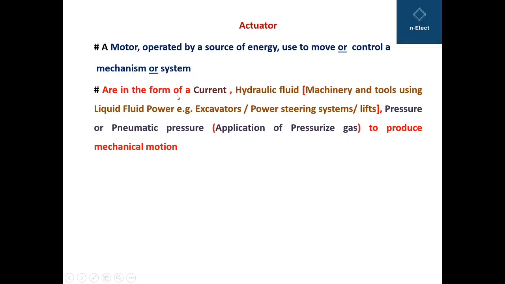Actuators are in the form of a current, hydraulic fluid. Hydraulic fluid means the machineries which are using the liquid fluid power, for example excavators, power steering systems of the four-wheelers, lifts, etc. Then pressure or pneumatic pressure, where the application of pressurized gas is done to produce mechanical motion.